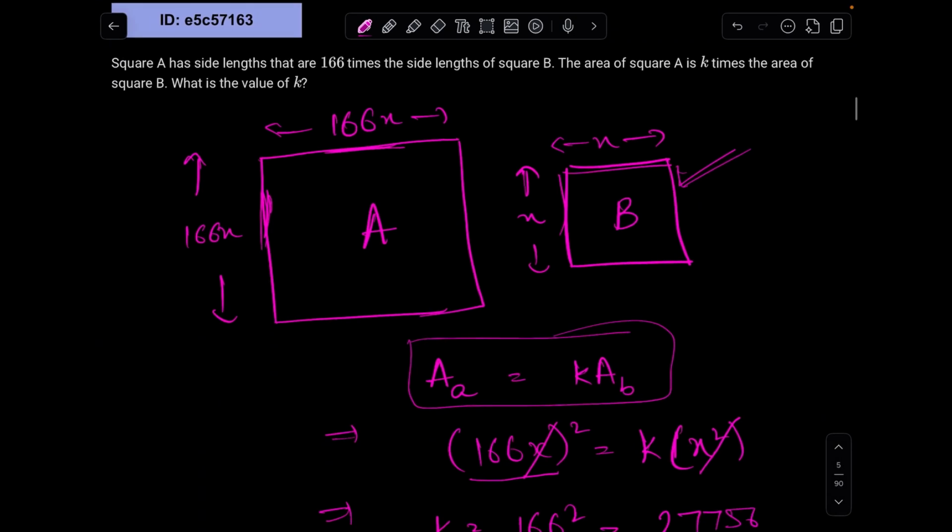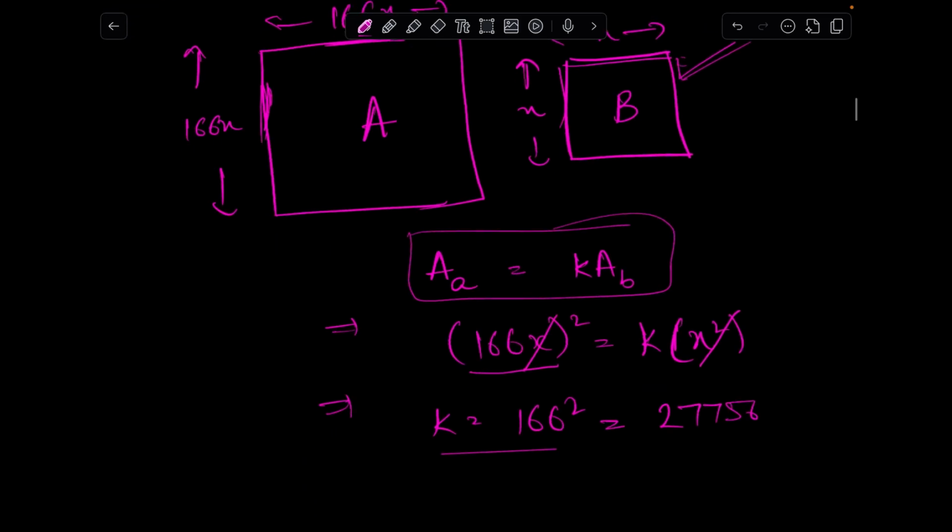Square A has side lengths that are 166 times the side lengths of square B. The area of square A is K times the area of square B. What is the value of K? So the sides of B are, let's say, x, and therefore the sides of square A should be 166x, and these two areas are going to be related, except the area of square A is going to be K times the area of square B.